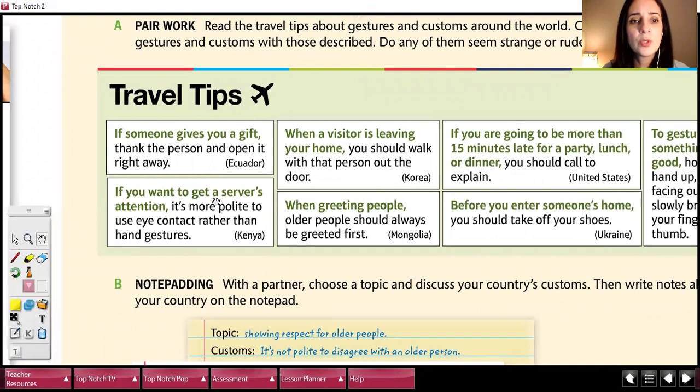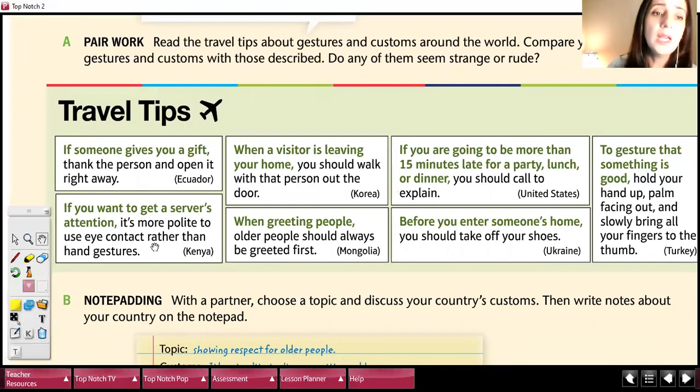If you want to get a server's attention, it's more polite to use eye contact rather than a hand gesture. So sometimes here people used to call the waiter, like "waiter!", and this is not polite. Some waiters can see this eye contact, others can't. It's really difficult sometimes when you have to call a waiter and then he sees you, but this is the way that must be done, right?